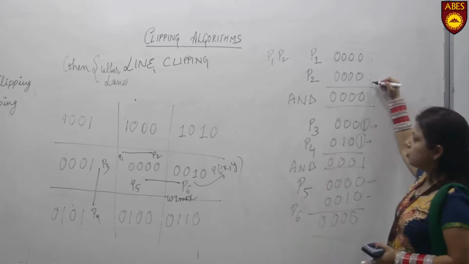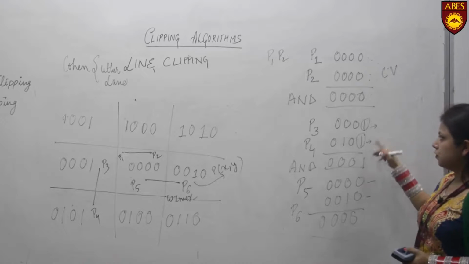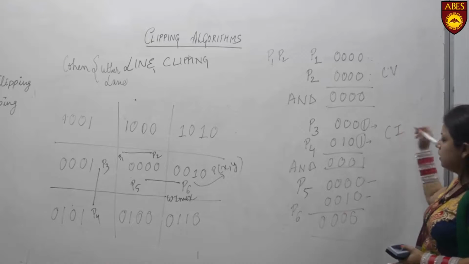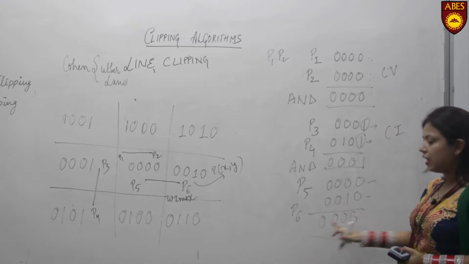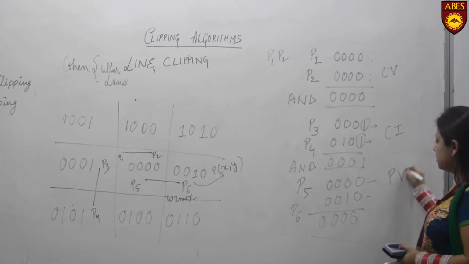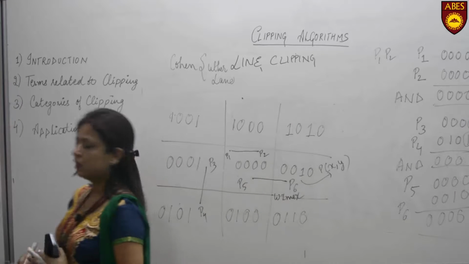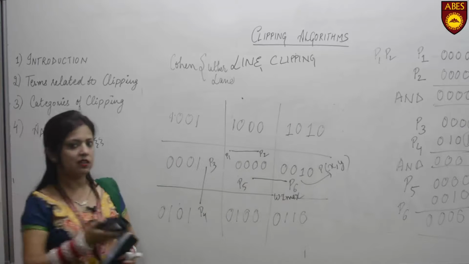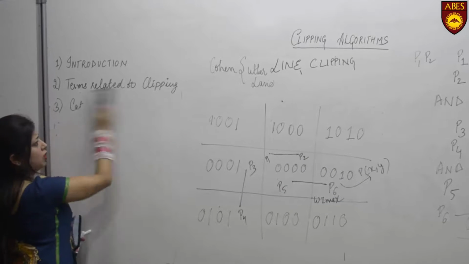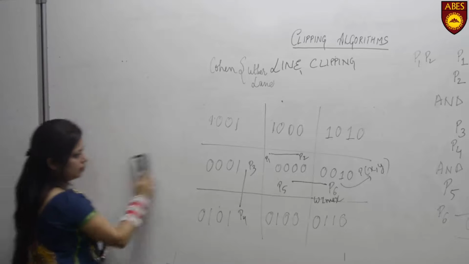So if both the region codes are 0, output 0, the line will be completely visible. If the logical AND is non-zero, the line will be completely invisible. If the logical AND is 0 but one of the region codes is non-zero, the line will be partially visible. So it cannot be trivially accepted and neither trivially rejected. Let's take an example and then we'll understand how Cohen-Sutherland clipping actually works.